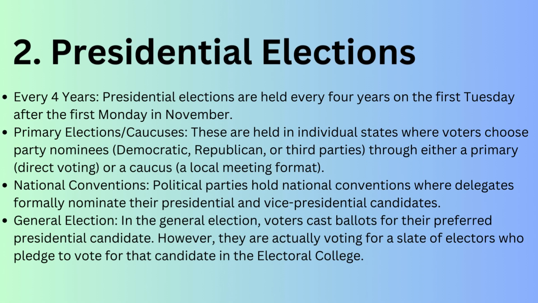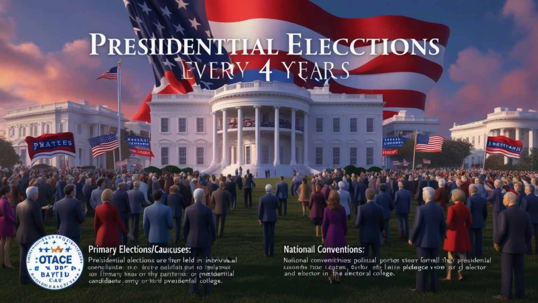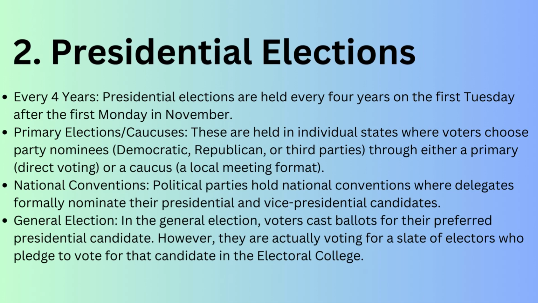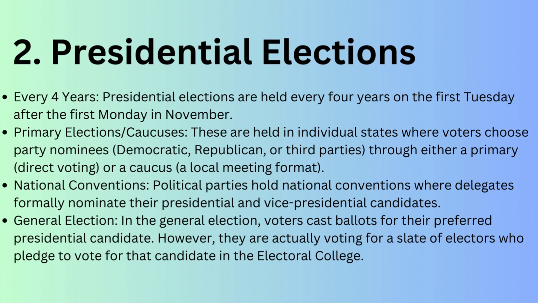National conventions. Political parties hold national conventions where delegates formally nominate their presidential and vice presidential candidates. General election. In the general election, voters cast ballots for their preferred presidential candidate. However, they are actually voting for a slate of electors who pledge to vote for that candidate in the Electoral College.